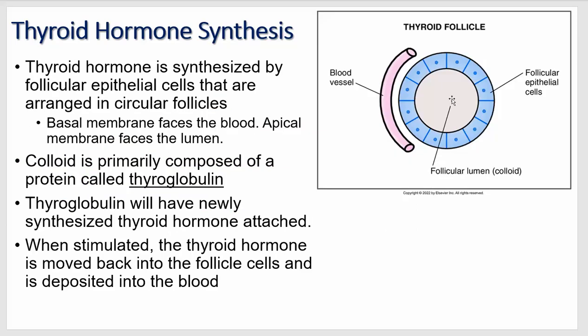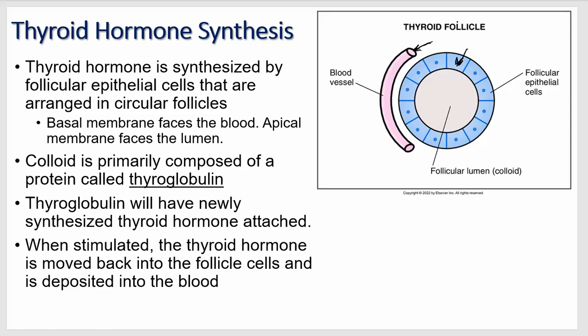All right, so let's talk about how thyroid hormone is made. So we already talked about that follicle and the colloid, that lumen of the follicle, and then the epithelial cells around it, and then here are the blood vessels around that. So thyroid hormone is synthesized by the follicular epithelial cells that are arranged in circular follicles. So we're talking about these guys. So these blue ones here in this picture, that's where the synthesis starts to happen.